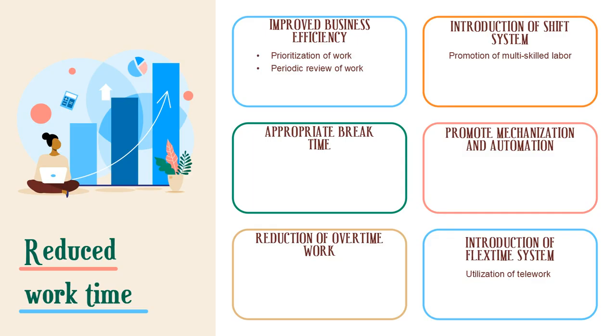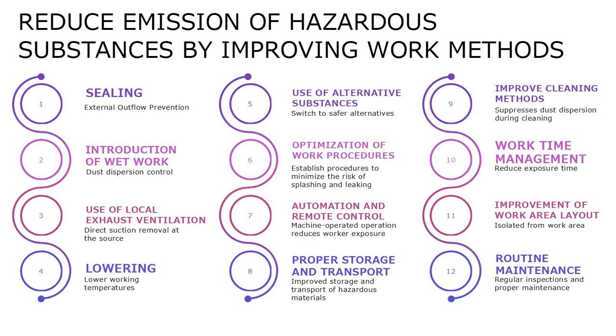Furthermore, the use of telework is also effective, reducing commuting time and enabling flexible work styles, leading to a reduction in total working hours. Combining these measures will protect workers' health while also improving productivity. Reducing work hours not only reduces working hours, but also improves the quality of work and the quality of life of workers. Next, I will discuss the control of hazardous substance emissions through improved work methods. These measures are an important part of work management that protects workers' health while also improving work efficiency.